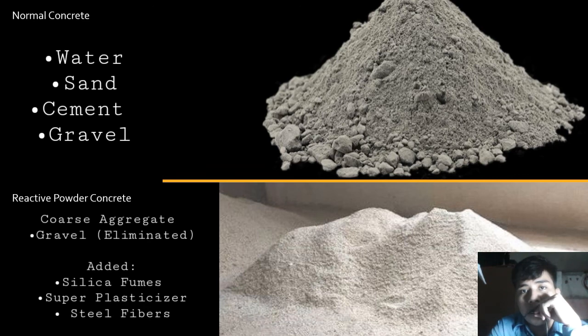In a mixture of normal concrete, powder, water, sand, cement, and gravel are all normal parts of the components of a concrete. But in an RPC, or reactive powder concrete, the materials that are present in the reaction are silica fumes, superplasticizer, and steel fibers.